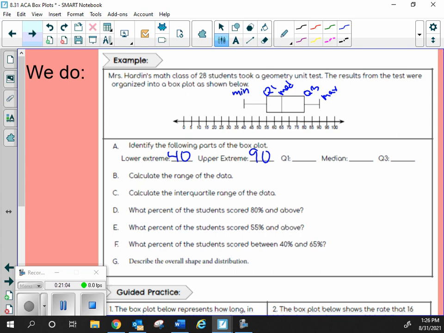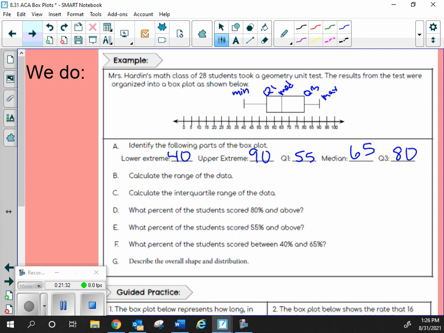Izzy, what do you think the median is? 65. I agree. Okay, Q1, Amelia? 55. And Q3 would be what, Juliana? 80. Are we okay with that? Yeah. Getting more comfortable. Again, as you do more examples, it gets better.